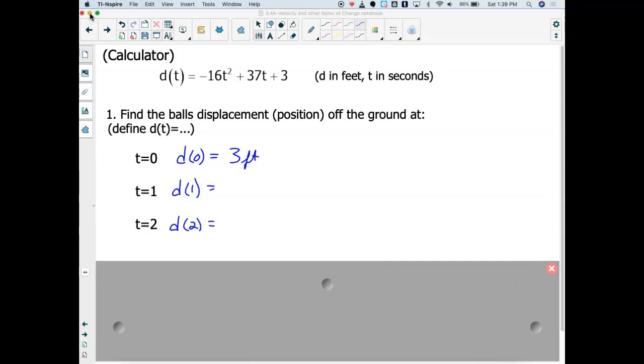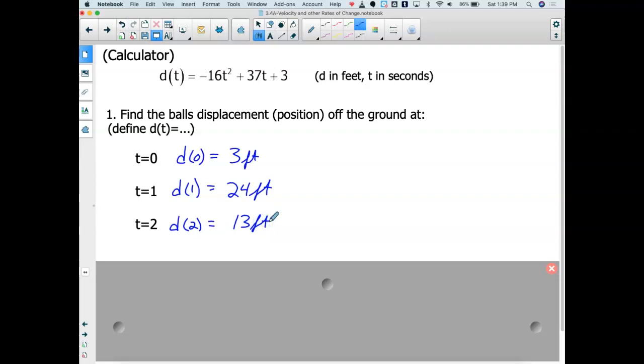And what I'm going to do is come back in here and say my position, my displacement 1 second in is 24 feet. The ball's 24 feet high. Position at time 2, it's 13 feet high. Okay, remember, these are the heights off the ground.